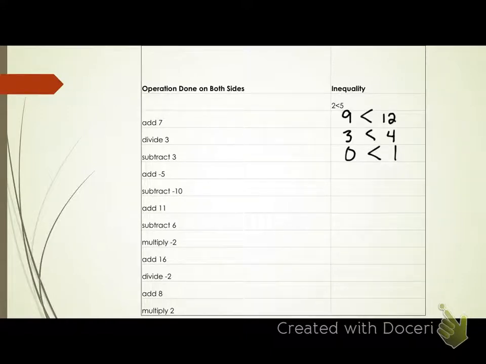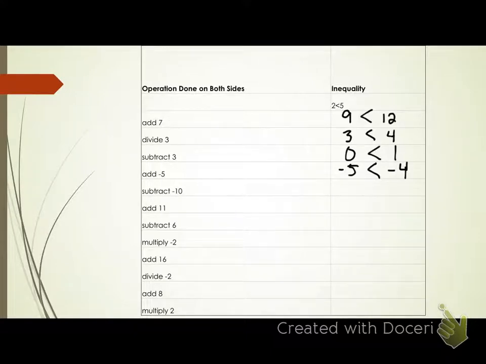Now let's add negative 5 to both sides. So what's 0 plus negative 5? Negative 5. What's 1 plus negative 5? Negative 4. What's my inequality symbol? It is less than. Remember, with negatives, it's kind of backwards from what you would originally think.